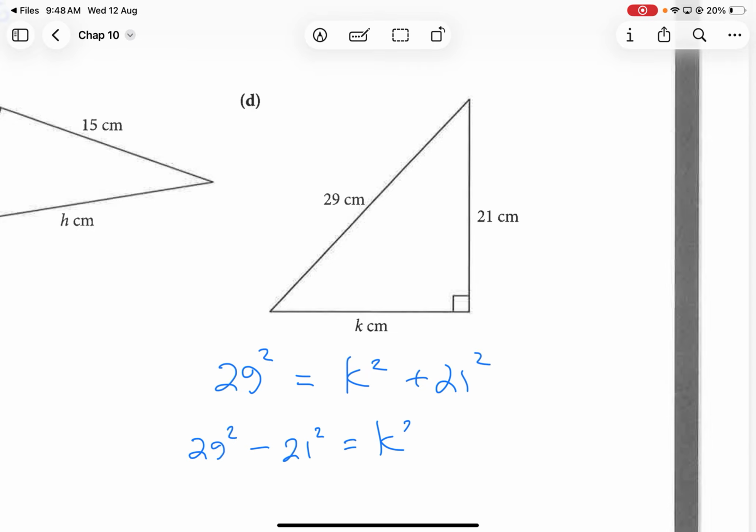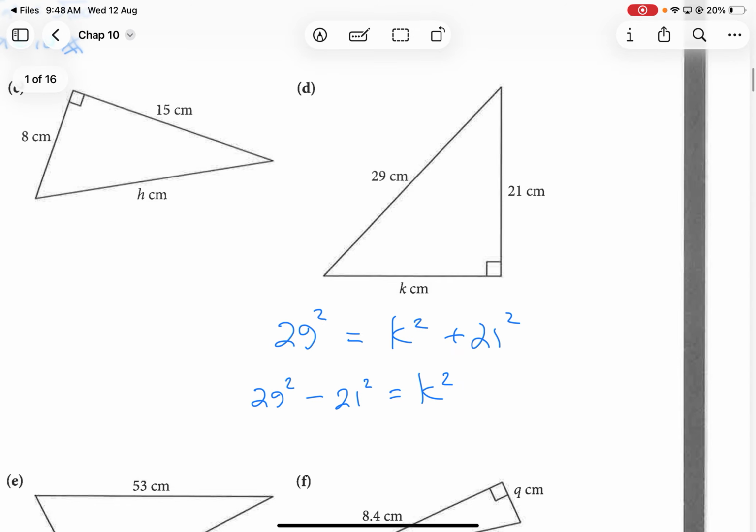D, D. D for dog. I say D for dog. D for D. Maybe buddy. Can?